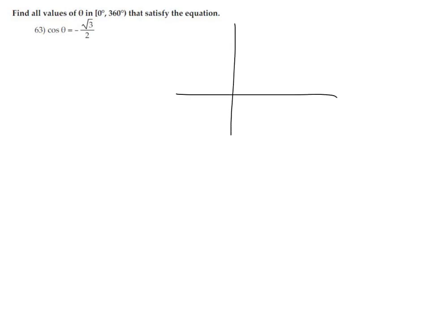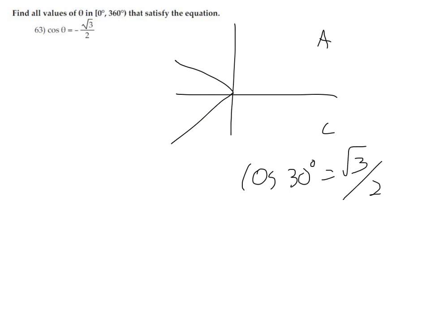Cosine is negative in quadrant 2 and quadrant 3, because all students take calculus: cosine is positive in quadrant 1 and 4. Now where is cosine square root of 3 over 2? That's 30 degrees. Let me write it down. Cosine of 30 degrees equals square root of 3 over 2.